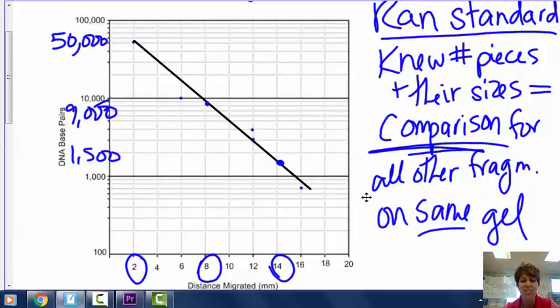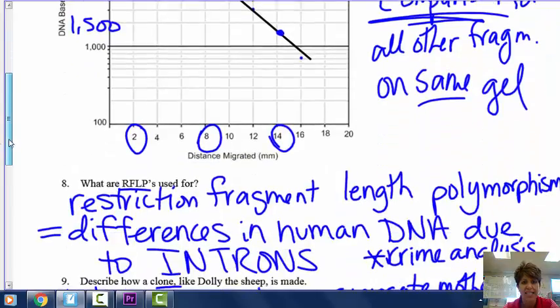And then my task was, if it was 8 millimeters that a fragment moved, how many base pairs would that be? So you go to the 8, you go up until it crosses the line, and you go over, and it looks like it would be about 9,000 base pairs. Again, doing it on your paper might come out a little bit different, but you get the idea.